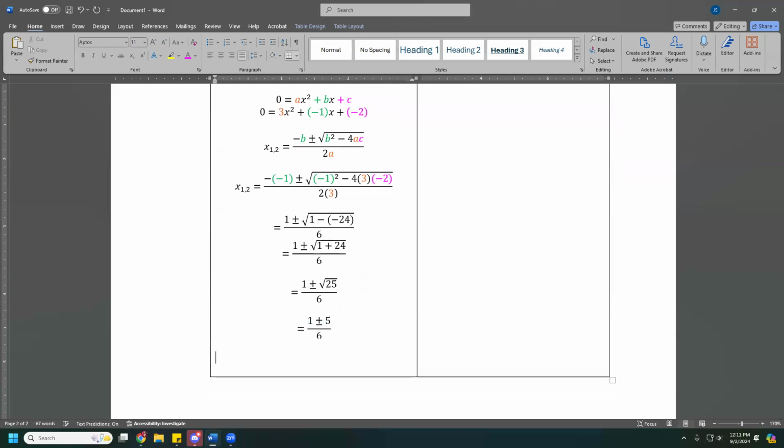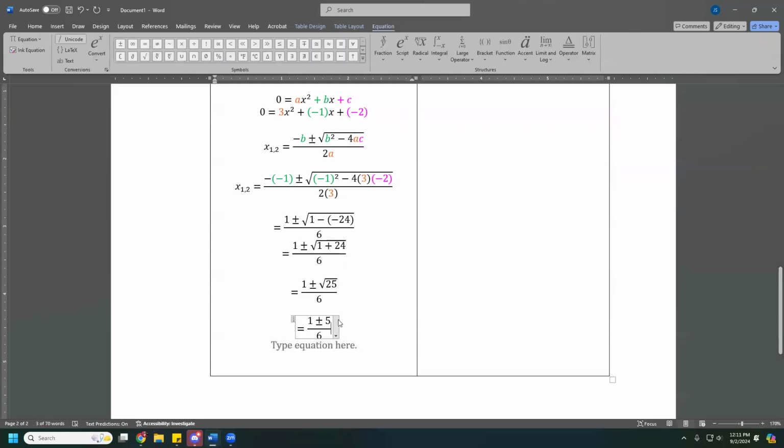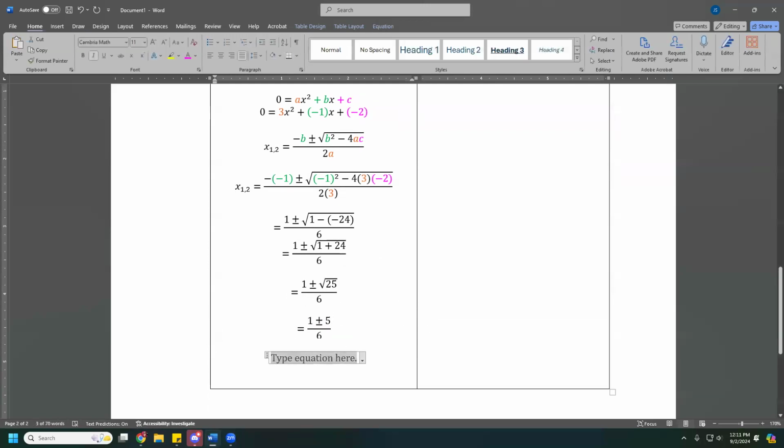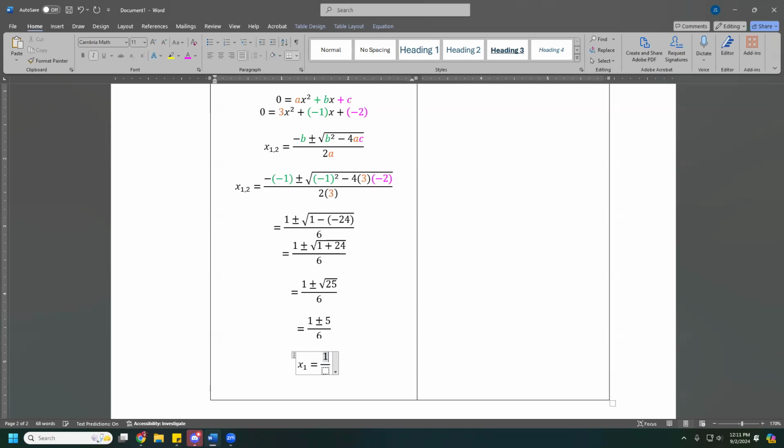So my two answers, this plus and minus symbol that's in the middle basically splits this between a positive answer and a negative answer. So like using the positive version, one of my answers is going to be 1 plus 5 over 6. And my other answer is going to be 1 minus 5 over 6.